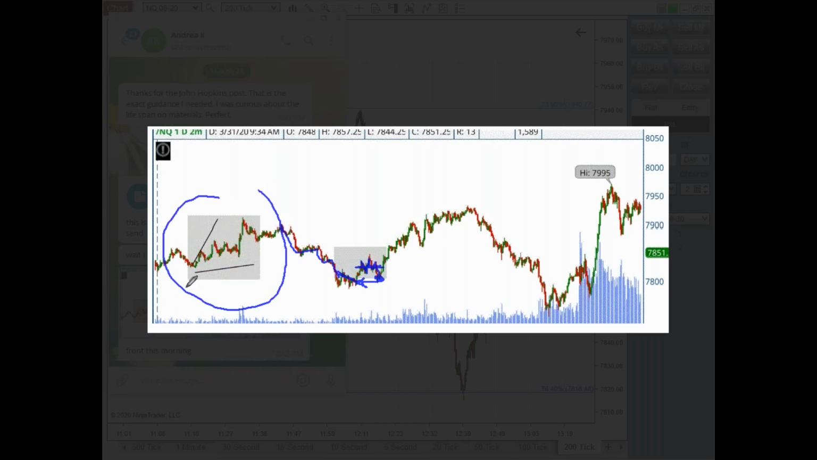Not quite sure what you were looking at over here, except potentially this could have gone into a megaphone here. It just didn't go for the lower low.